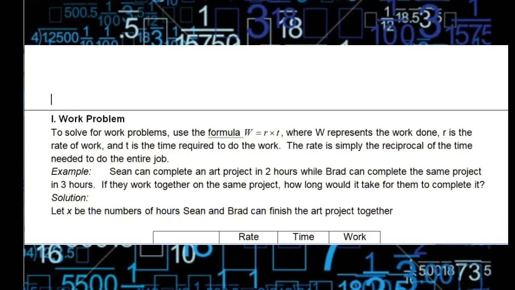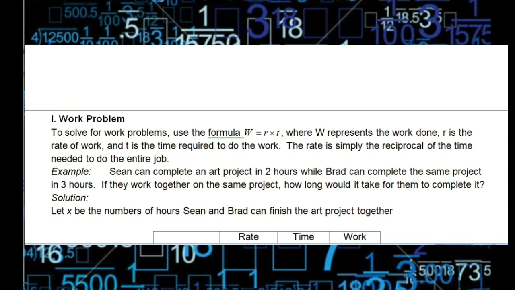In work problem, to solve for work problems, use the formula work is equal to rate times time, where W represents the work done and that is always equal to 1 whole. Ang isang trabaho ay isang buo lamang, which is 100% done pag natapos mo. R is the rate of work. Rate of work, yun yung hours na nagtatrabaho yung tao. Para ma-convert sa rate, example, 5 hours ka nag-work, ang kaya mo matapos ng trabaho in 5 hours, so ang rate mo, 1/5.